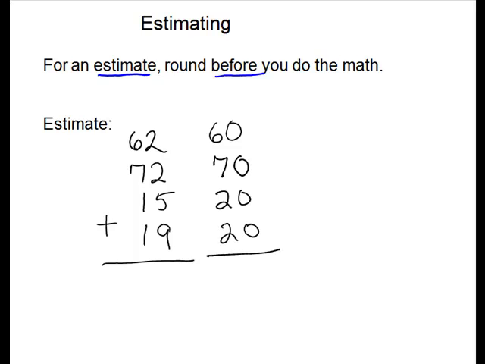20. And then we add. So we have all zeros there. 13, 14, 16, 17. So our estimate is 170.